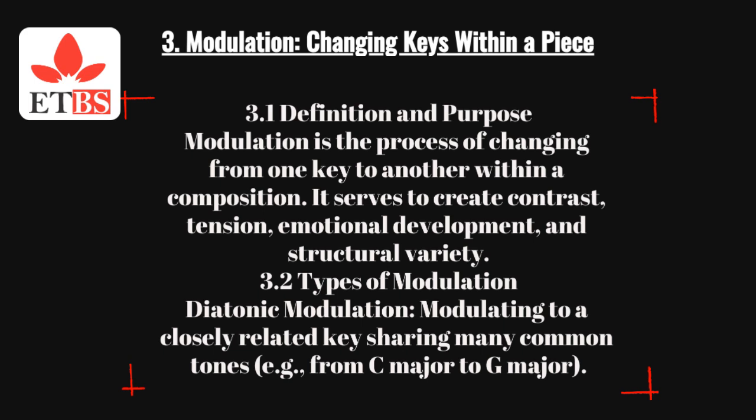3.2. Types of modulation. Diatonic modulation: modulating to a closely related key sharing many common tones, e.g. from C major to G major. Chromatic modulation: using chromatic tones or accidentals to pivot into distant keys. Enharmonic modulation: using enharmonic equivalence to pivot between keys spelled differently but sounding the same. Common chord, or pivot chord, modulation: employing a chord common to both the original and destination key as a pivot point. Direct modulation: abruptly changing keys without preparation.